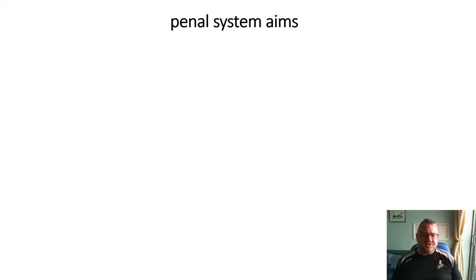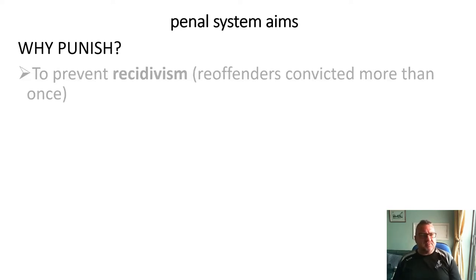So let's just go through a little bit of a refresh before we look at what these five specific aims are. The aims of our penal system, in other words, our punishment system in this country, you might ask the question, well, what's the purpose behind punishment? Why do we punish? There are a number of different reasons for why we punish criminals.